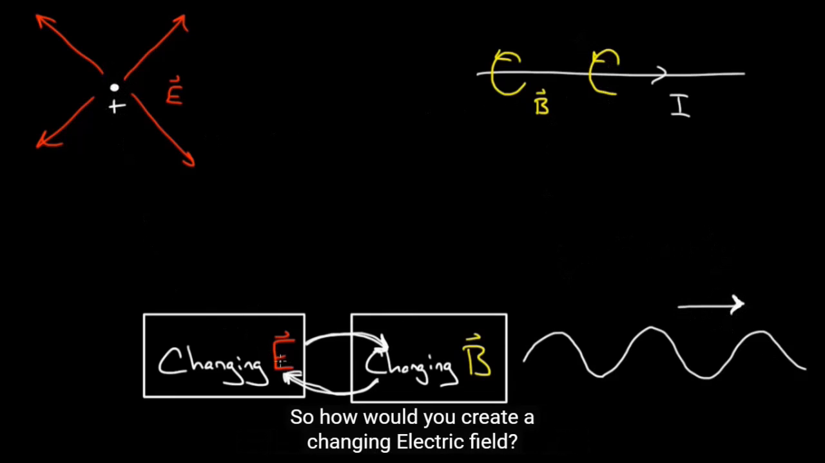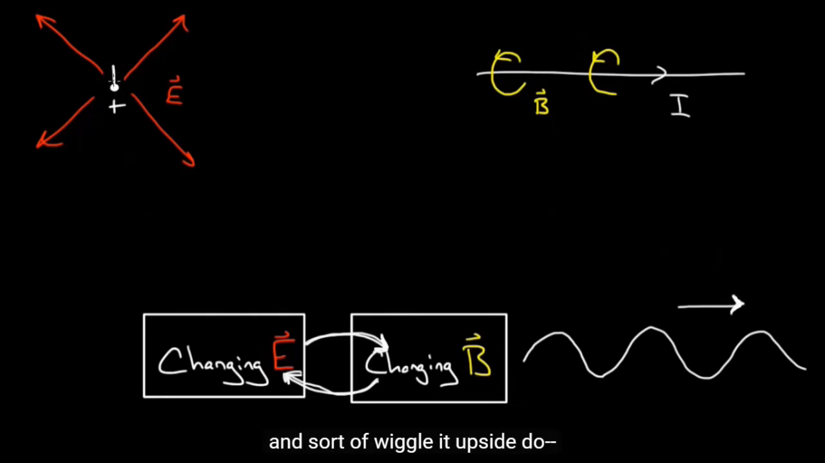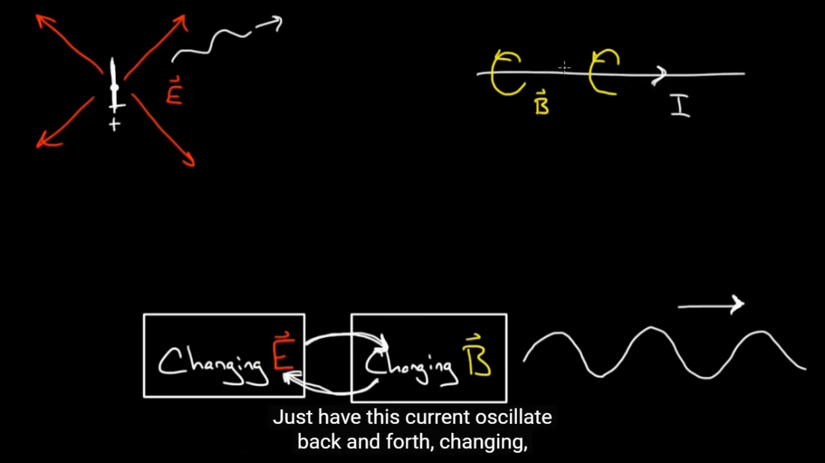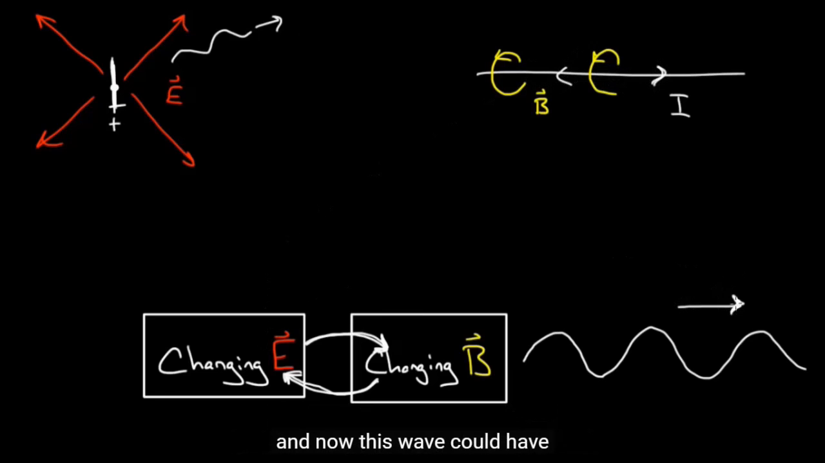So how would you create a changing electric field? You could take this charge and wiggle it up and down. Sounds like an antenna. That's what you could do in an antenna. That would create a changing electric field and then a changing magnetic field, and this could propagate outward. And similarly, how could you create a changing magnetic field? Just have a current oscillate back and forth. That would create a changing magnetic field, which would create a changing electric field, and it could propagate outward, and now this wave could have its own independent existence and keep moving forward at some speed.